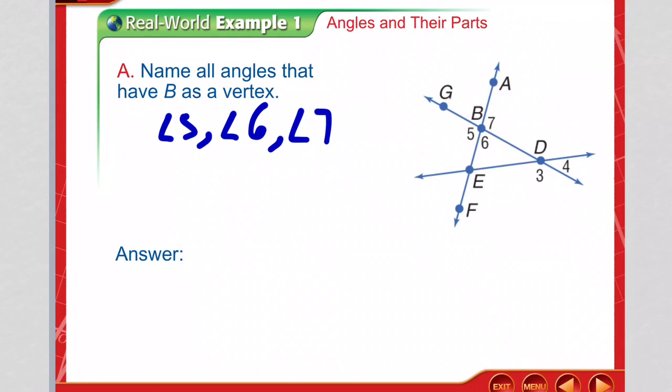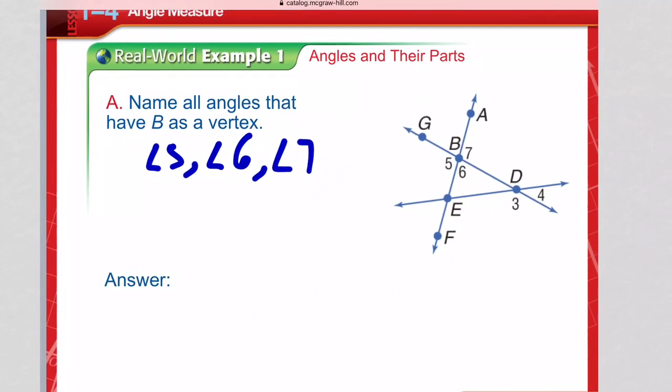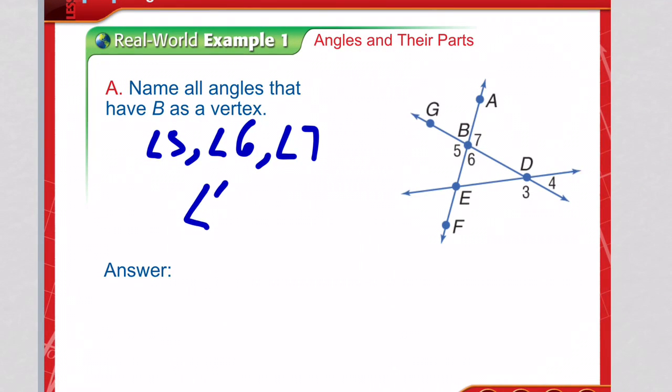But now I want to talk about the angle that's on top here. Remember how I said the middle letter has to be the vertex? So because it said it has a vertex of B, that has to be my middle letter. Now the other two letters, you look at where it starts. So for example, here's A, then goes to B, then goes to G. Or we could also name it angle G, then B, then A. So I'm just going to go ahead and call it angle GBA. And that would be all the angles that have B as a vertex.